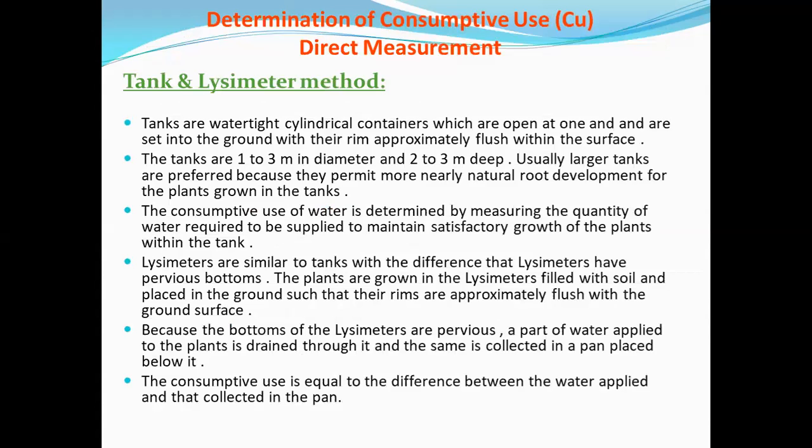First, we take the tank and lysimeter method, which is used for determination of consumptive use, known as capital CU, and which is one of the direct measurement methods, right? So, tanks are watertight cylindrical containers which are open at one end and are set into the ground with their rim approximately flush with the surface. So the tanks are 1 to 3 meters in diameter and 2 to 3 meters deep.